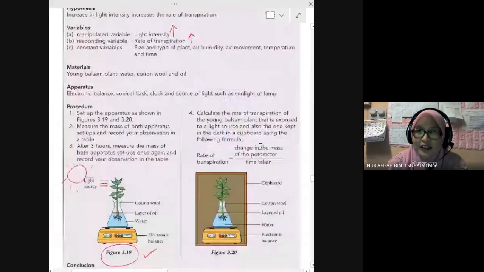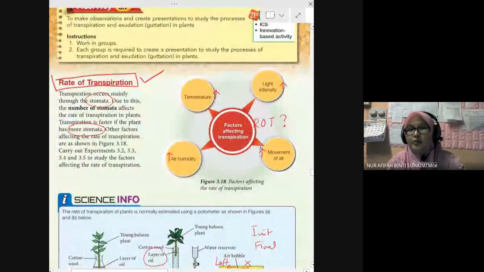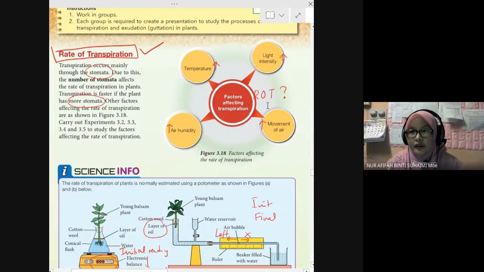What's the other one? Light, air humidity. Okay, temperature, air humidity, light intensity, movement of air. So these 4: temperature increase, rate of transpiration increase; light intensity increase, or the presence of light, so rate of transpiration also increase.